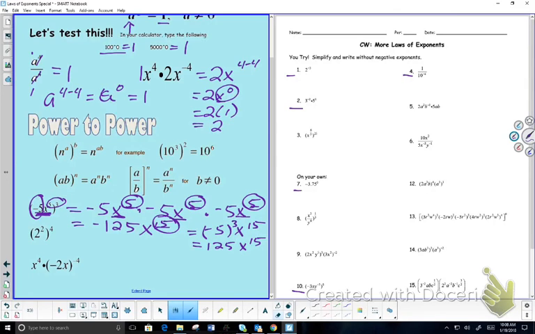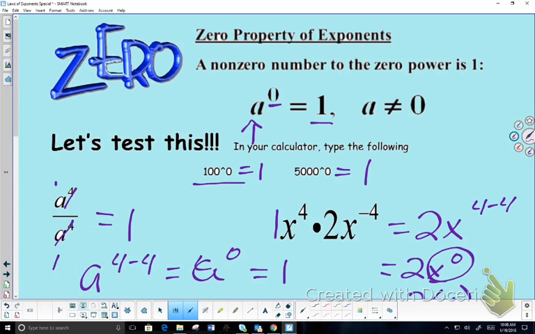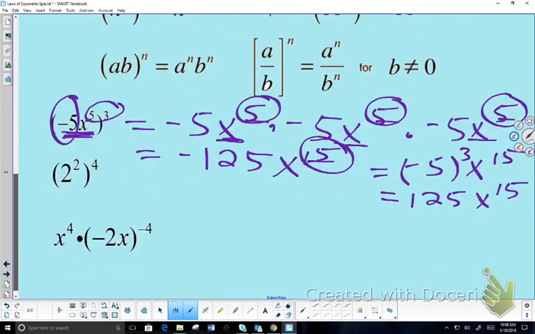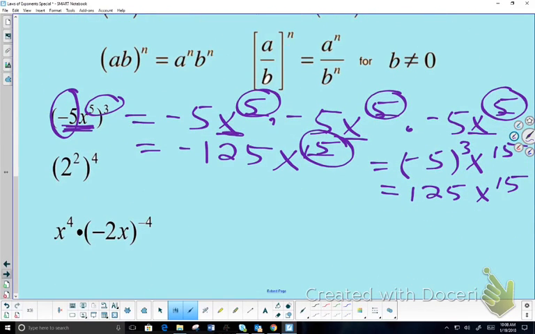So now let's try that idea with 2 squared to the 4th. So this simply means if you're raising a power to a power, we multiply them. So that means 2 to the 8th power. And then we plug this into our handy dandy calculator to get an answer.